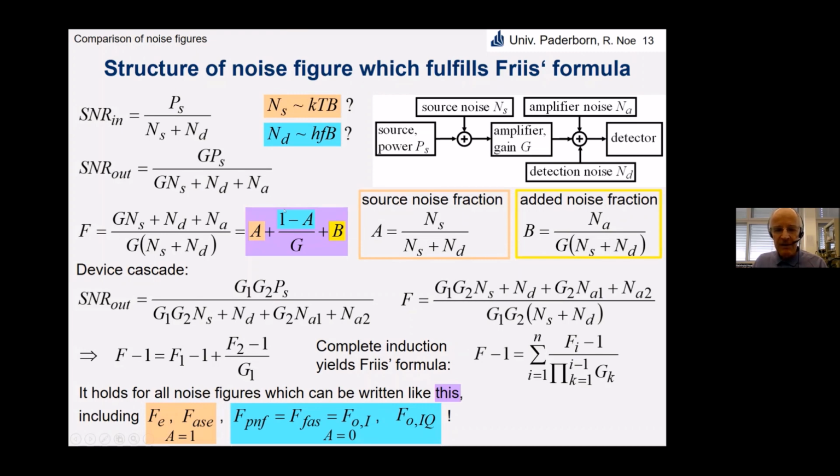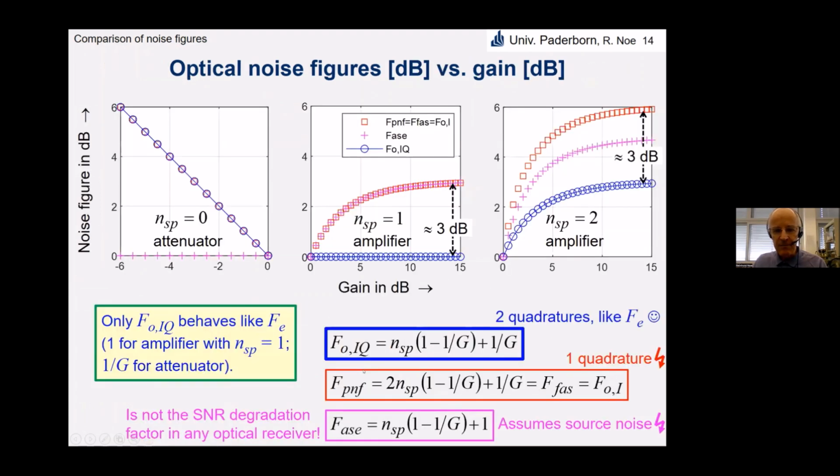If the noise figure has this form, we find that Friis's formula is fulfilled. So any noise figure which has this form fulfills Friis's equation. And this is the case for all previously defined and also for my noise figures. They all fulfill Friis's equation. Let us compare. This is my tilde at the input. The input referred number of noise photons per mode is the spontaneous emission factor times 1 minus 1 divided by G.